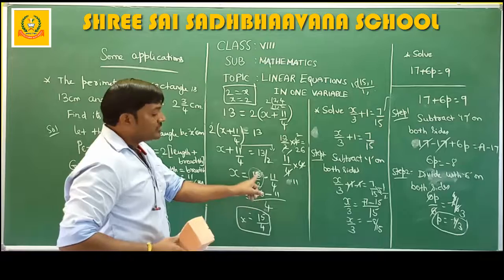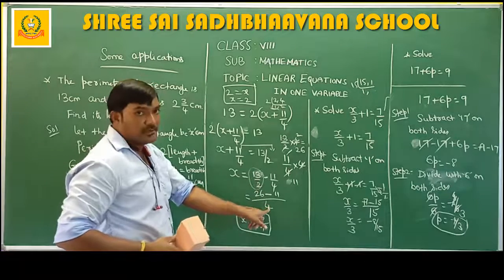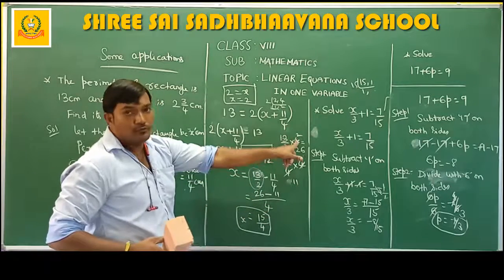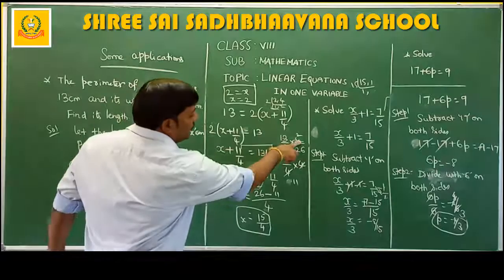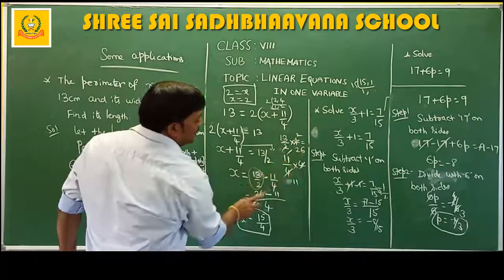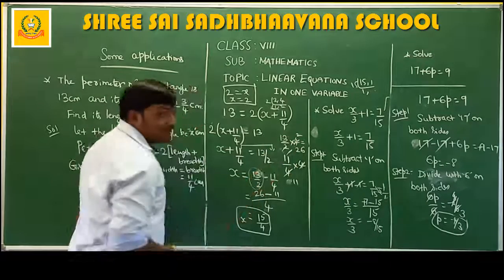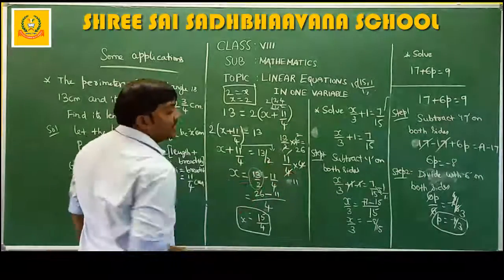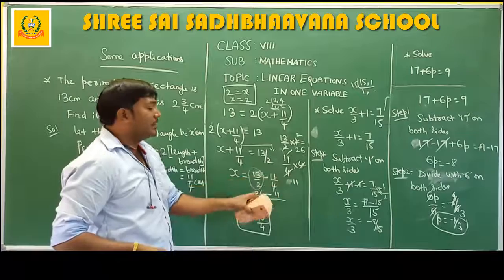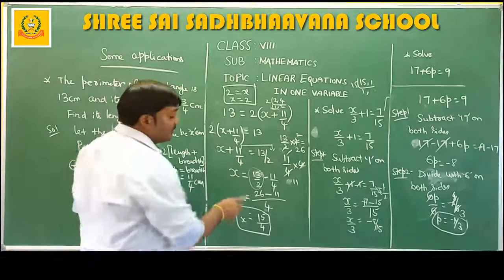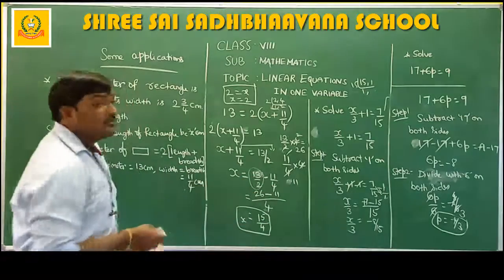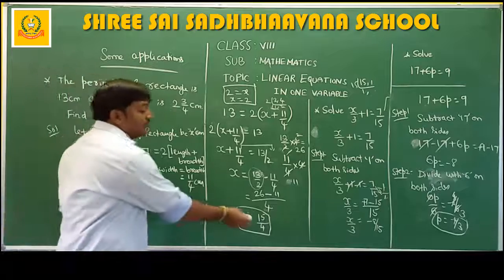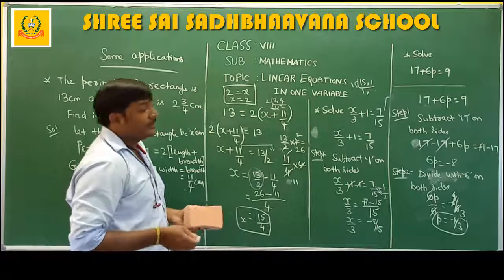So the first term, 13 by 2, you take and multiply with the denominator: 13 by 2 into 4. 2 ones are 2, 2 twos are 4. So what is remaining here? 13 into 2. 13 twos are 26. So write 26. Next, 11 by 4 into 4. So 4 will get cancelled, you will be left with 11. So 26 minus 11 by 4. What is 26 minus 11? Which is 15. So the x value is 15 by 4.